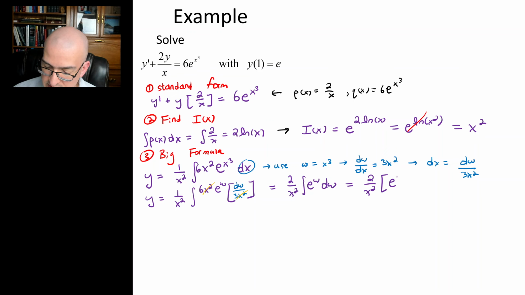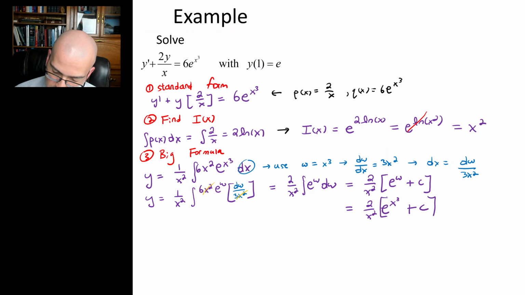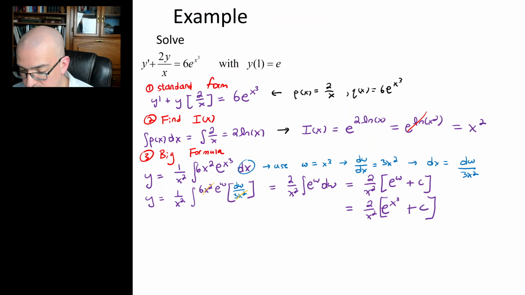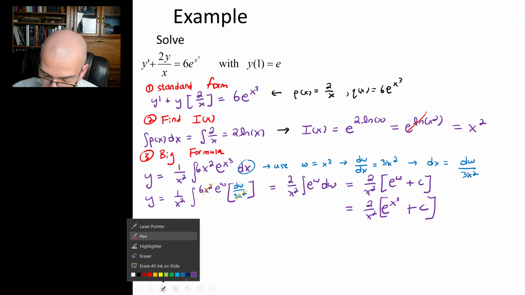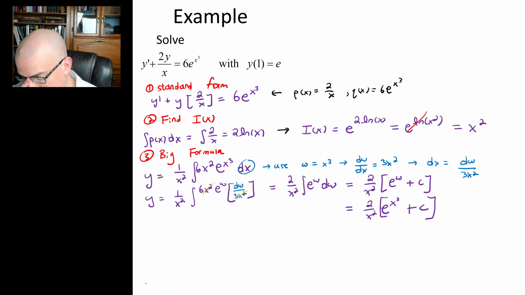Antiderivative of e to the w is e to the w plus c. And then we can undo the substitution. W was x cubed. So 2 over x squared times e to the x cubed plus c. And then multiply the 2 over x squared inside the brackets. Or not. You can leave it out front. I only make sure to do that when a nice cancellation happens. I don't see any cancellations happening here.